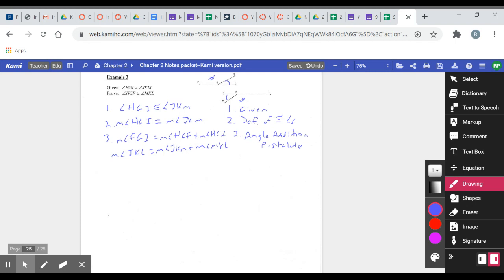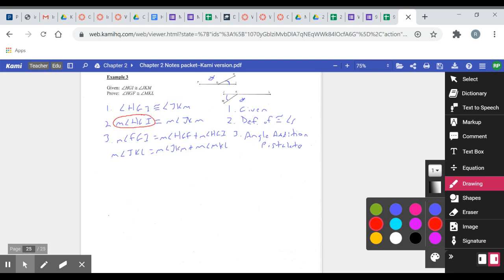All right, from there, you can see that in terms of what I am trying to get to, I can always substitute something that's equal to something else in. So in this particular case, I'm going to take this measure of angle HGI, and since it's equal to the measure of angle JKM, I am going to stick it right here in JKM's place. If they mean the same thing, I'm allowed to do that. And that will help me get to where I'm trying to go.